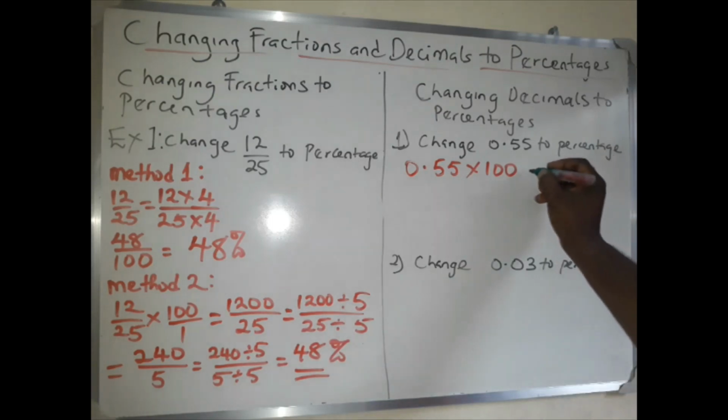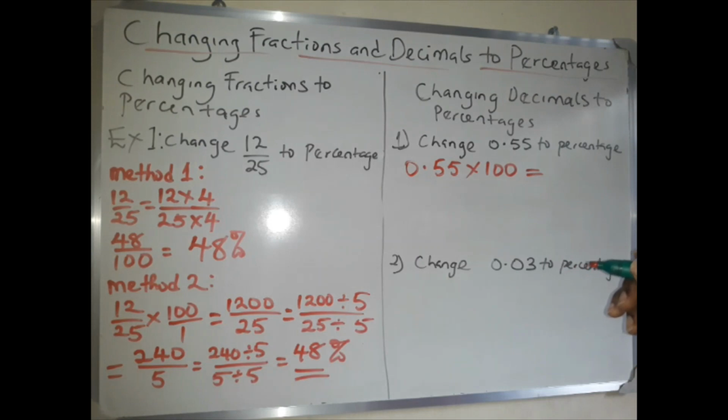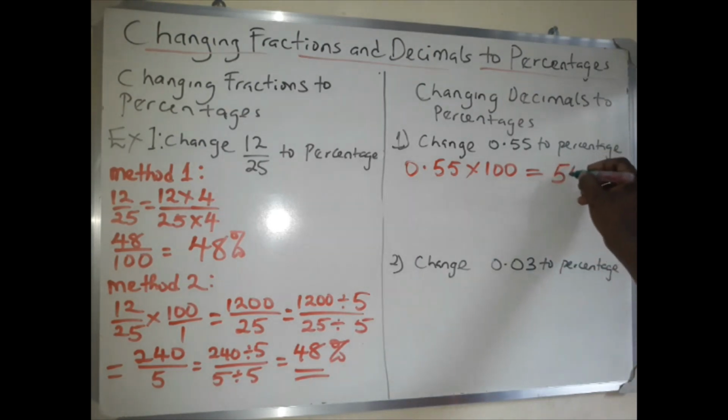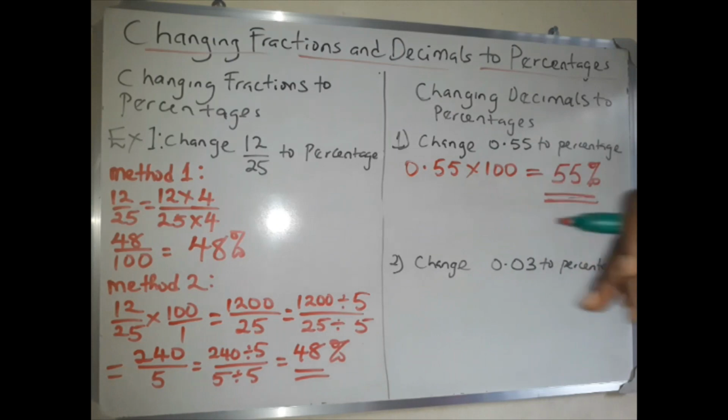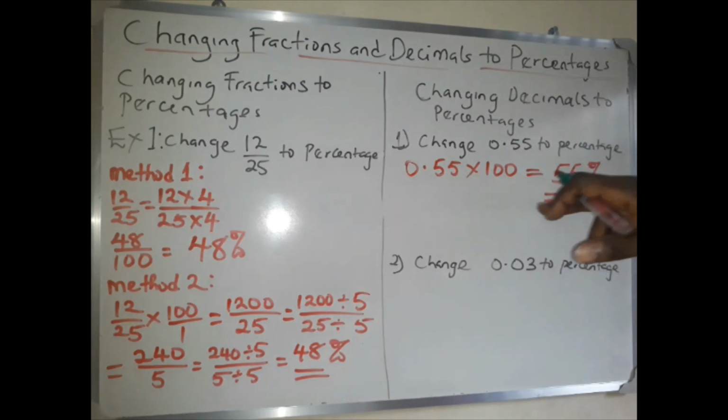And when you multiply 0.55 times 100, the answer you're going to get is 55. And then we express this number as a percent by including the percentage symbol, and that will give us our answer. So we've converted 0.55 to percentage by simply multiplying the decimal times 100. And in this case, we got 55%.